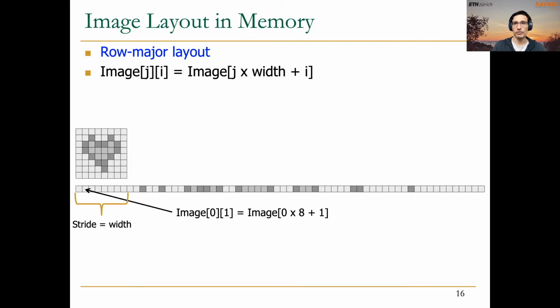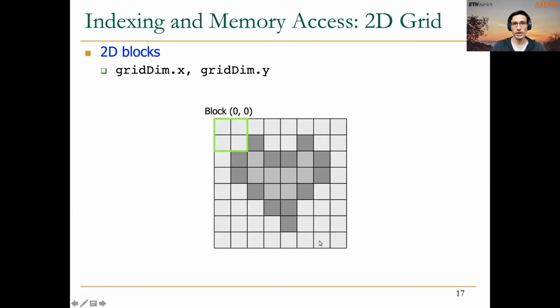And this element, for example, which is image 01, is exactly located in the position 0 times 8 plus 1, where 8 is the width of the image. Or this element here, image 12, is located in position 1 times 8 plus 2. By using those indices, we can access the pixels in the image.